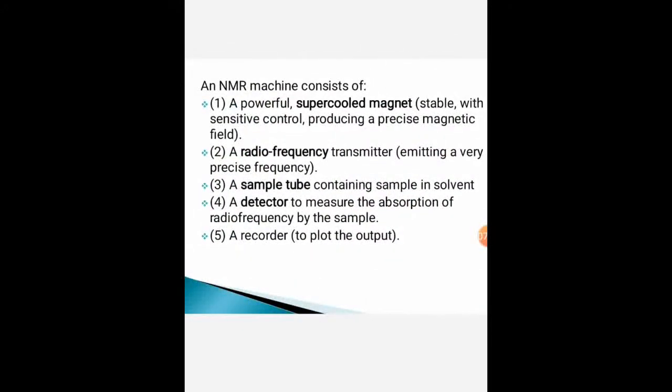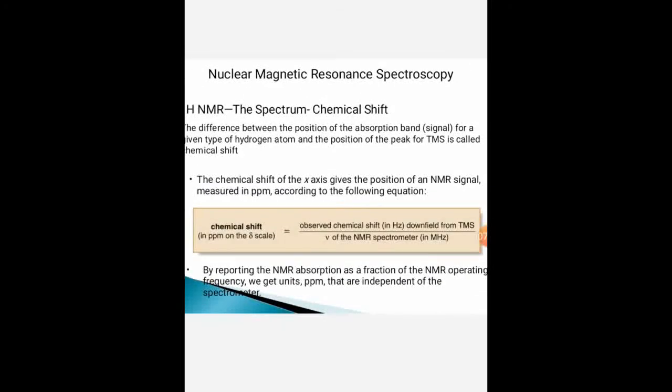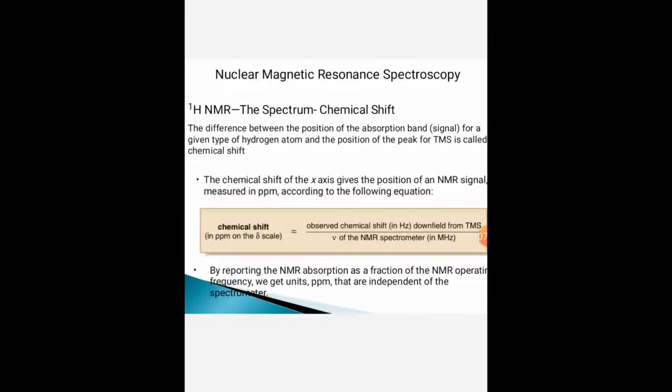See, the NMR machine consists of a supercooled magnet, radio frequency transmitter, sample tube, detector and the recorder. The next point is the chemical shift. The chemical shift is the position of absorption band or absorption signal for a given type of hydrogen atom with respect to the tetramethylsilane.